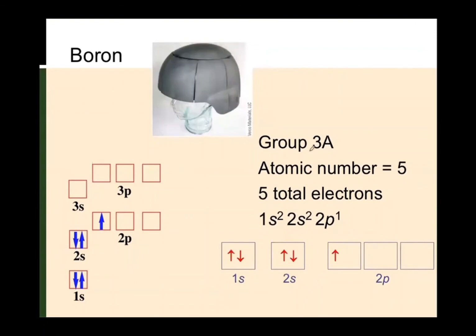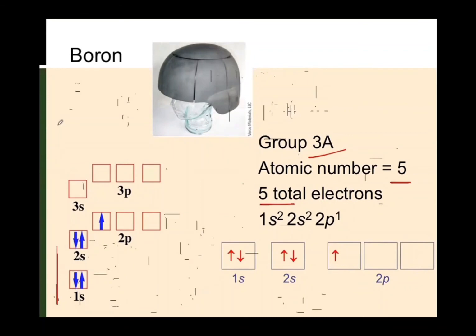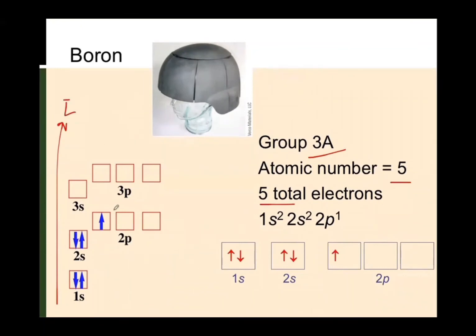Boron then, which can be used as a polymer in certain ballistic protective gear. Boron is in group 3A. It has atomic number 5, meaning that it has 5 total electrons in its elemental form. The electronic configuration is going to be 1s2, 2s2, 2p1. So energy is here. Fill it up from lowest to highest energy. So 1s2, then 2s2, then 2p1. So remember the 2p here represents all of these orbitals here.